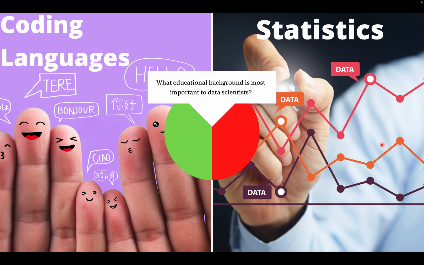Okay, next question. What educational background do you think is the most important to data scientists? Is it the coding languages that you know or statistics? Pause the video, take a second to think about it, fill out the form, and then check back in.